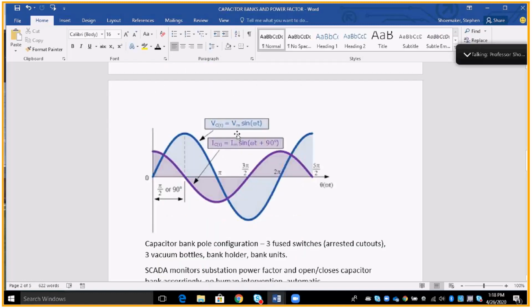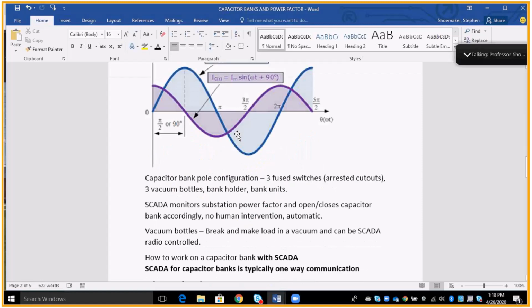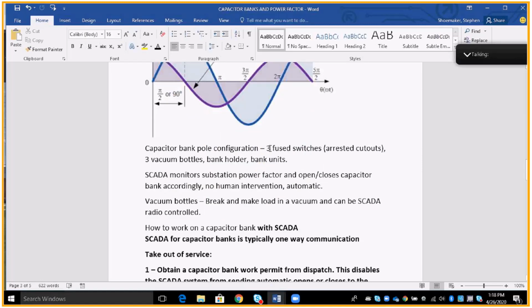Okay, so we've gone through the pole configuration, 3 fuse switches. They're arrested cutouts, so they have a lightning arrester. 3 vacuum bottles, the bank holder, which is the bracket, and the bank units inside. All right, SCADA monitors the substation power factor and opens and closes capacitor banks accordingly. No human intervention needed whatsoever, and it's fully automatic.